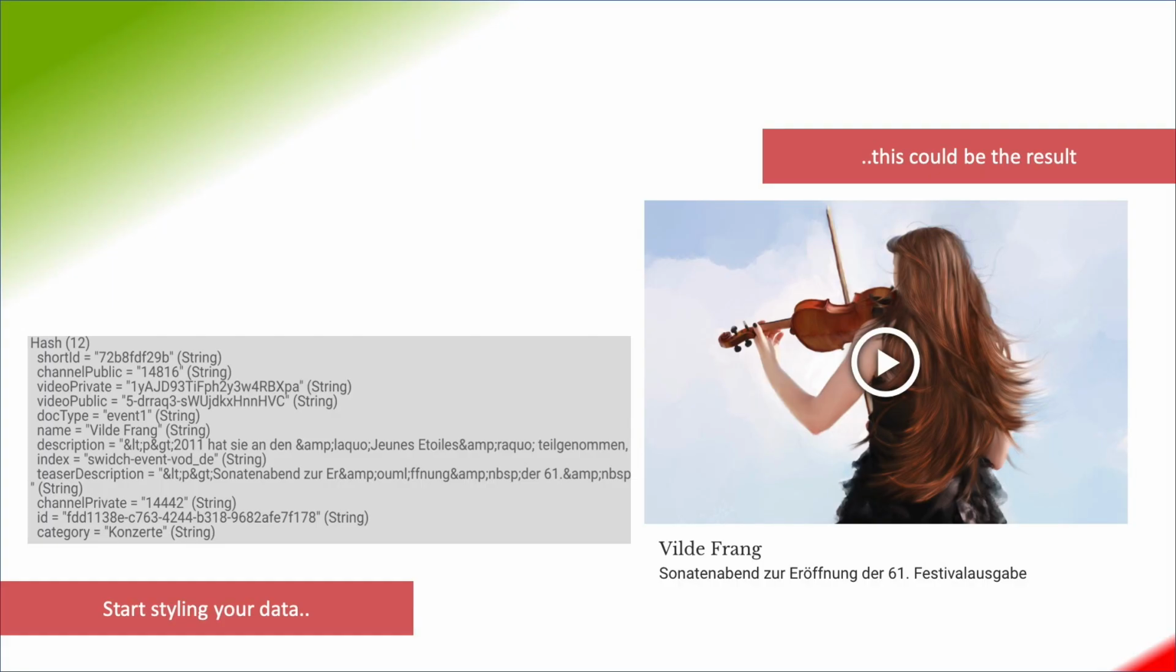What you can see here is a simple dump of a returned object which is directly passed from Elasticsearch to the front end. And right now you are actually in the spot where you could start styling your results. And this right screenshot shows you just some example for this one.